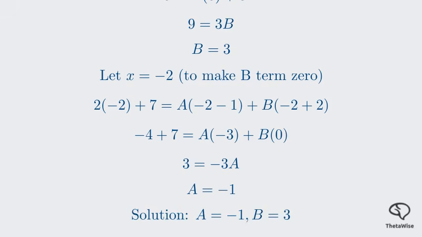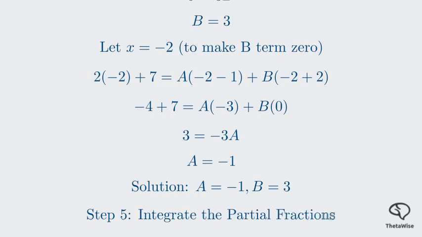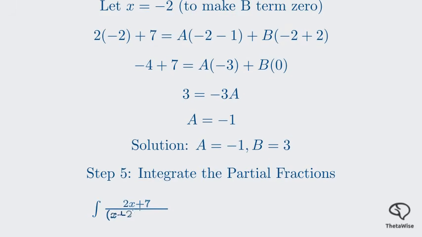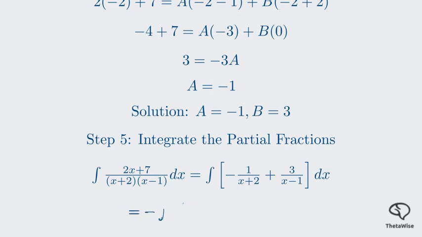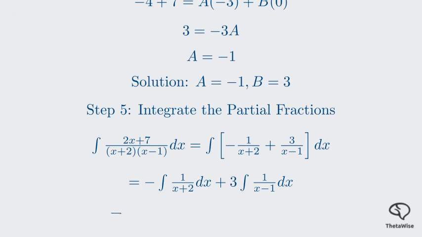Now we can rewrite our original integral in its simpler partial fractions form. The integral of 2x plus 7 over our denominator is equal to the integral of negative 1 over x plus 2 plus 3 over x minus 1. We can integrate each term separately. The integral of 1 over u is the natural log of u. So the first integral is negative the natural log of the absolute value of x plus 2. The second integral is 3 times the natural log of the absolute value of x minus 1.